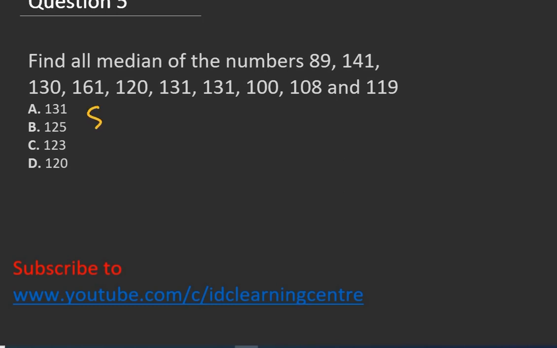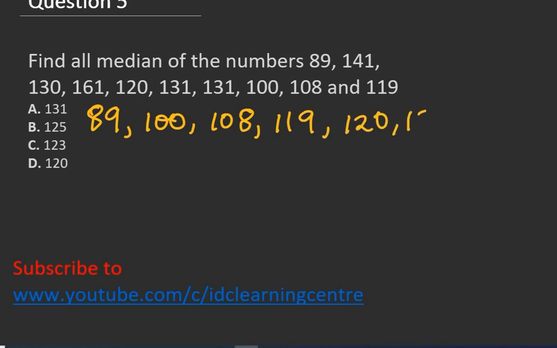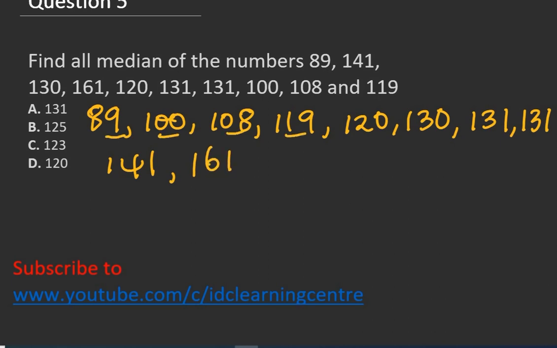It's going to give me 89, 100, 108, 119, 120, 130, 131, 131, 141, and 161. Let's pick the middle number. 1, 2, 3, 4, 5. 1, 2, 3, 4, 5. So the middle numbers are 120 and 130.